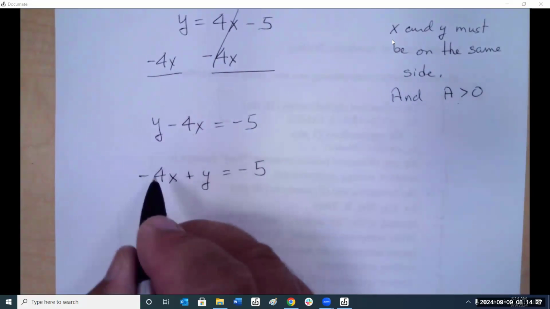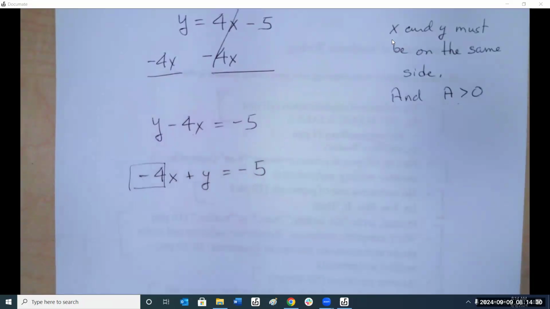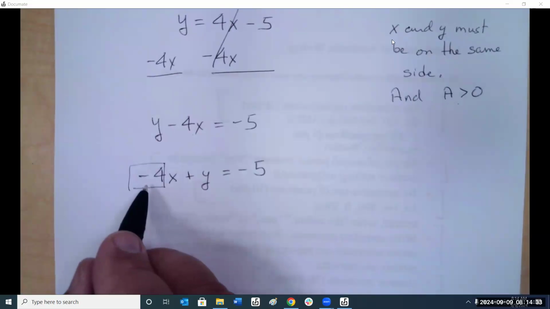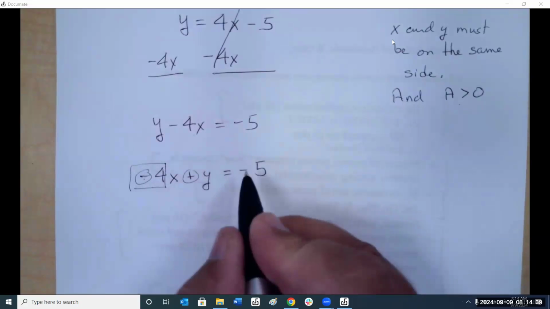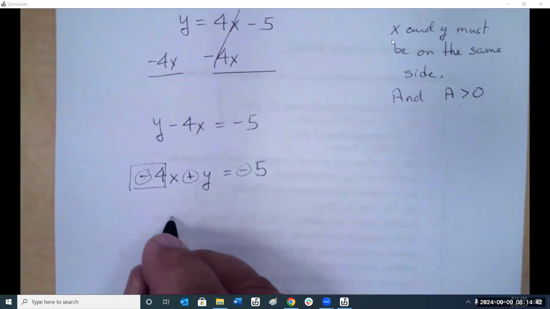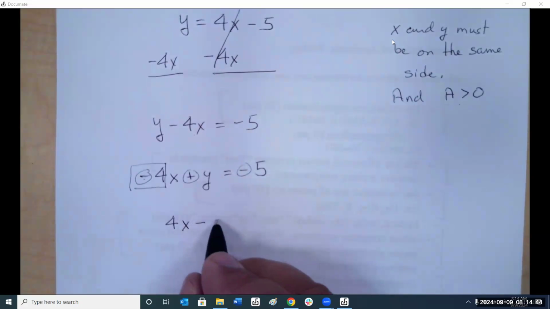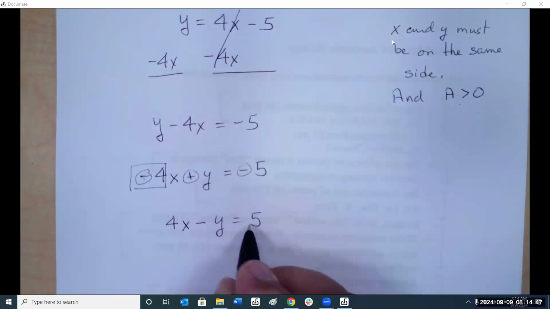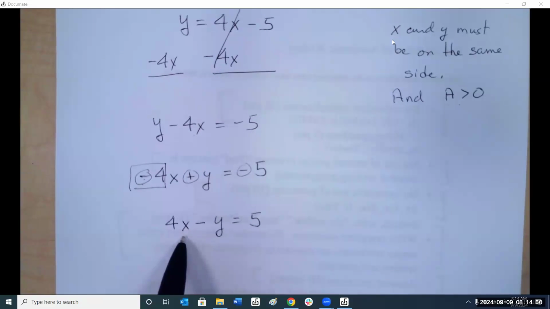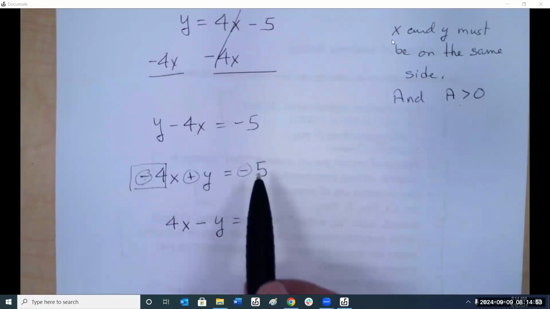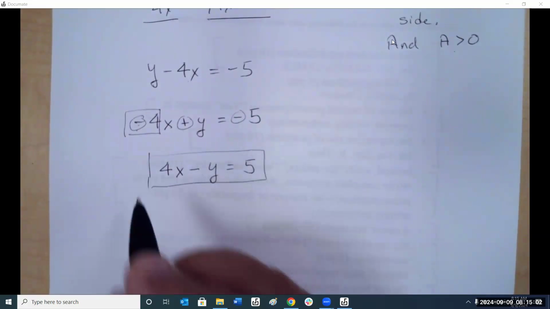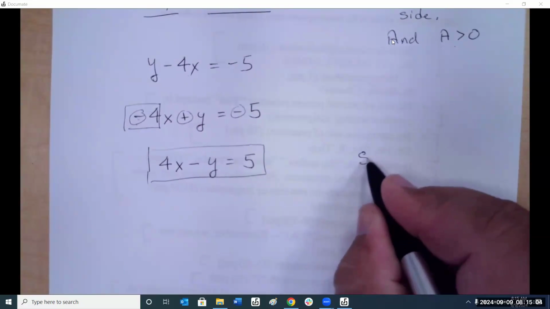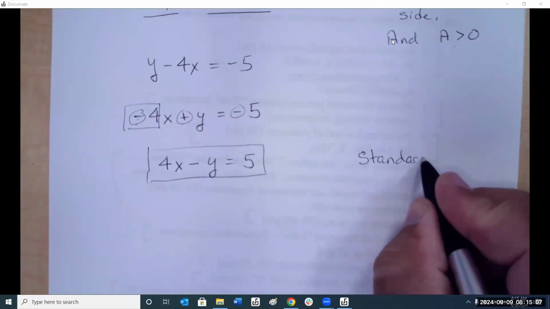Is A positive? No, A is whatever the coefficient of x is. That one has to be positive. Since that one's negative, I change all of the signs across the equation. So that -4x becomes a positive 4x. The positive y becomes a negative y, and -5 becomes 5. This is our third form. It's called the standard form.